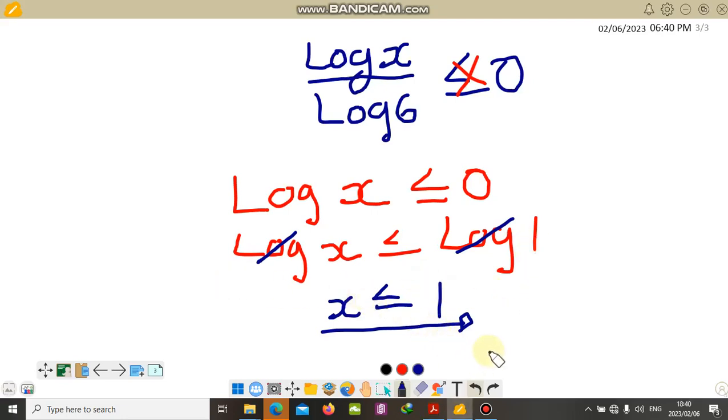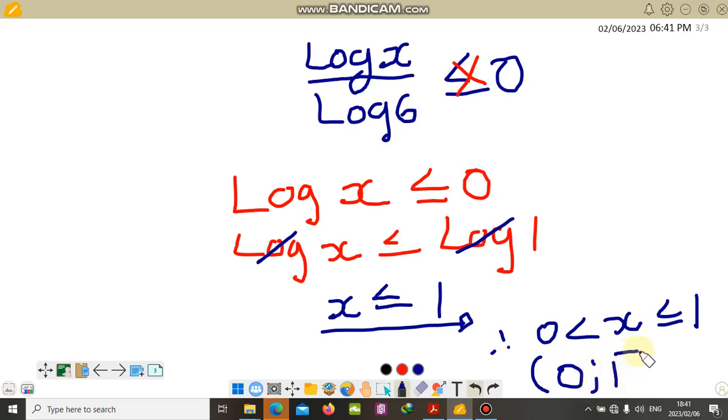So I'll say, therefore, 0 is less than x, and x is less than or equal to 1. So the values of x will be greater than 0, and they will be less than or equal to 1, because 1 is included. They use the equals to sign. Or you can simply write this as 0, 1, with an open bracket because 0 is not included, and a closed square bracket because we include that 1. So that is the solution for that part, guys.